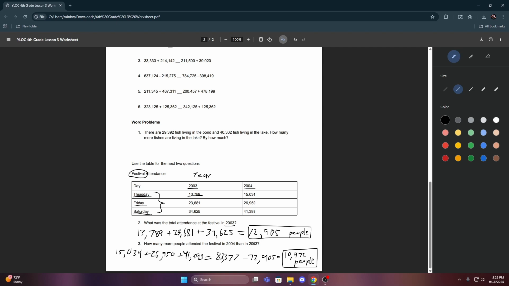Now for question 3, how many more people attended the festival in 2004 than in 2003? Now for this problem, you need to find the difference between the total number of people who attended in 2004 from the total of 2003. So I already prepped the equation here, but we find that first you find the total amount of people who went 2004, which is this number right here. And then you subtract that from that first number we found, which is the total from 2003, and that should leave you with the answer of 10,472 people.